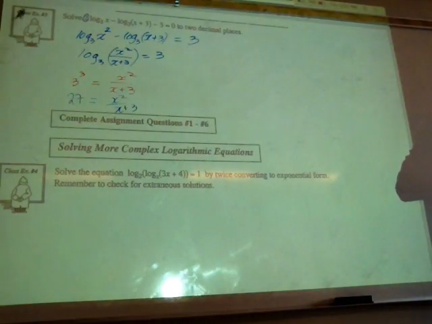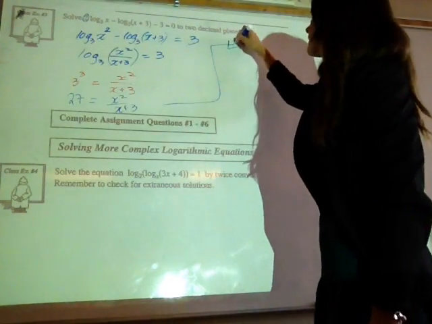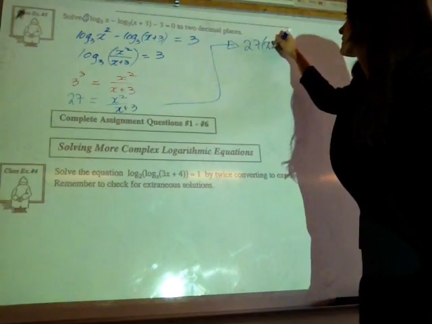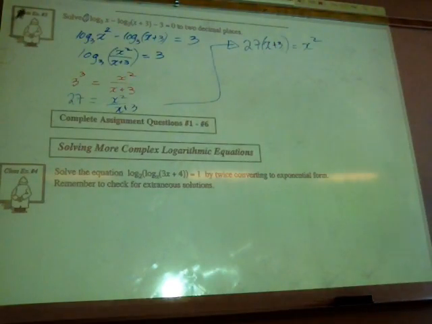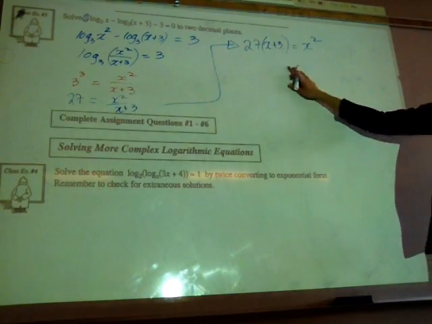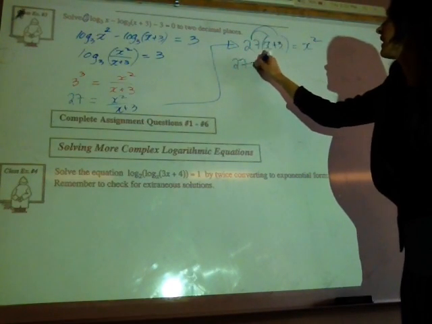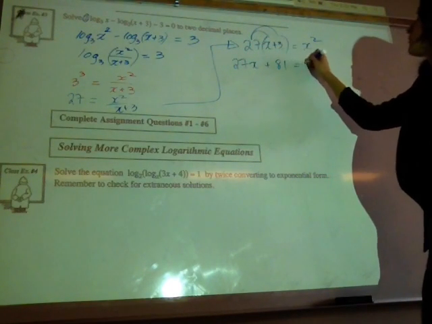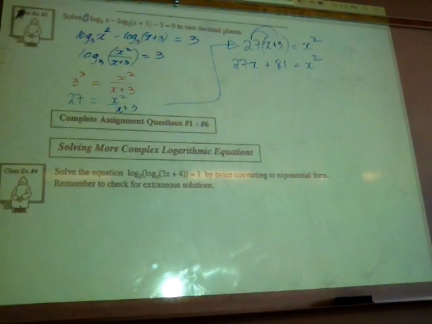We want to get that x plus 3 out of the denominator, so we're going to multiply it on both sides. And we end up with 27 times x plus 3 equals x squared. Next, let's expand. So we're going to distribute the 27 to both terms, and we get 27x plus 81 equals x squared. We're back to grade 11. We have a quadratic equation. We need to solve for x.